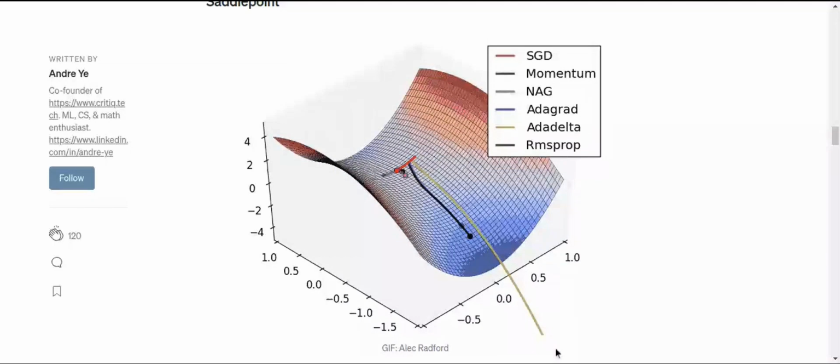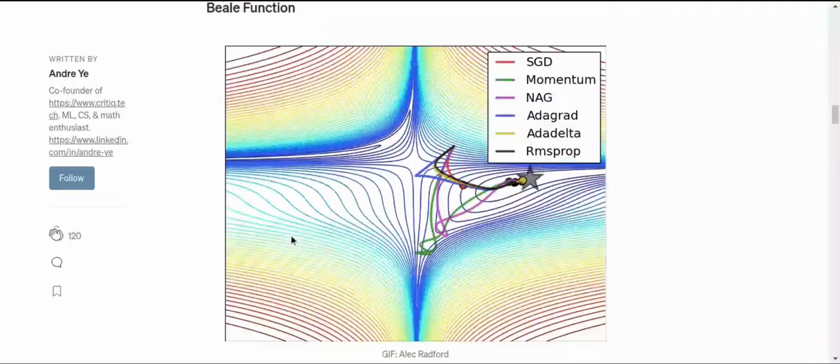But several other optimizers like AdaDelta and AdaGrad are coming very fast toward the minima. The problem with SGD for a non-convex function is that it can get stuck at the saddle point, and it will not reach the global minima. And here is another visualization. You can see the minima, and there are several optimizers, and how fast each optimizer is reaching this minima.